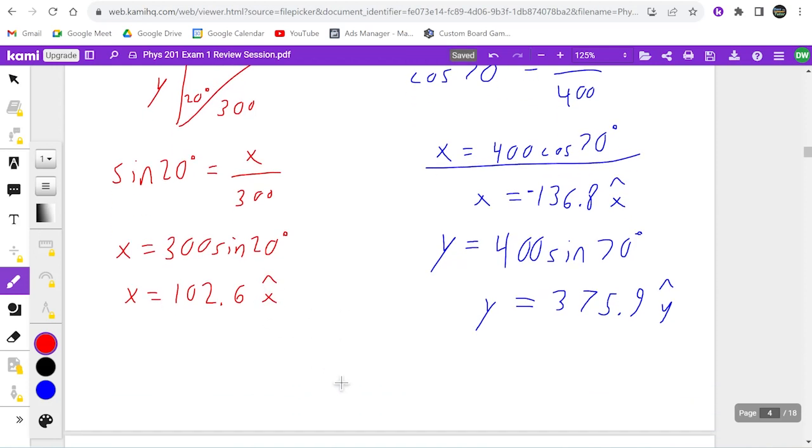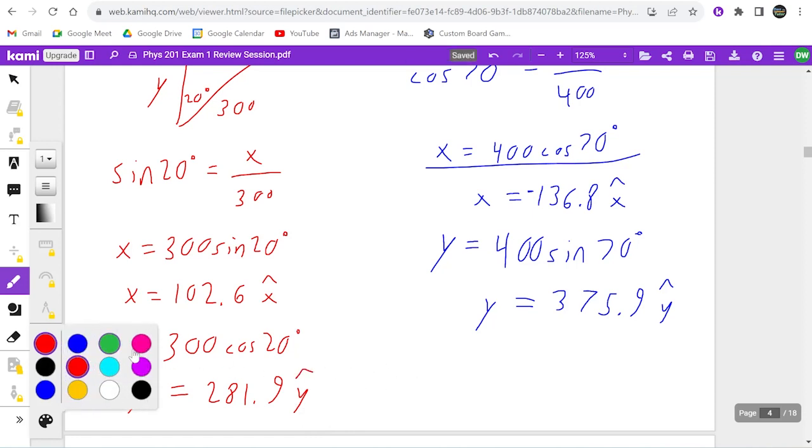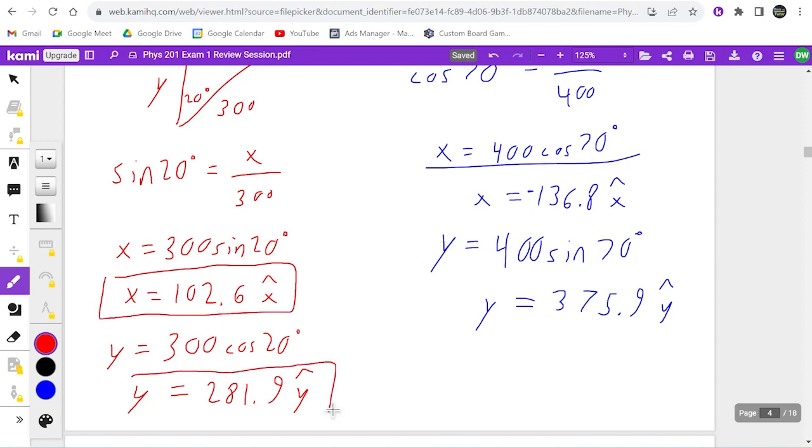And again, if I want the y direction, then it's just going to be cosine automatically because we already used sine. So 300 cosine 20. And you plug that in a calculator and you'll get 281.9. Positive or negative? Positive. Positive again. And there we go. Now I have 4 answers. I'll box them so we can see them more clearly. I have 4 answers that I need to add together.